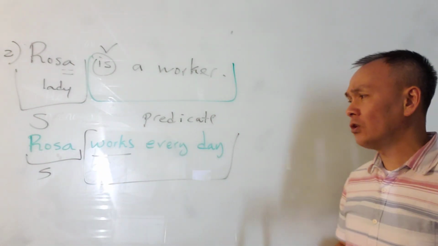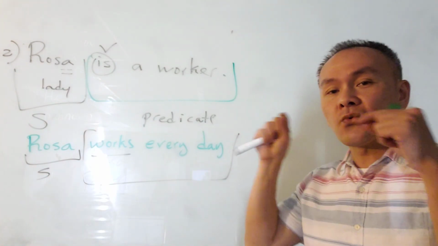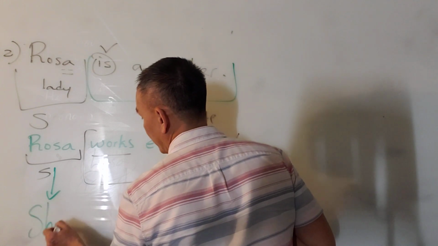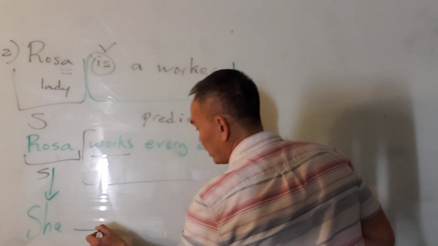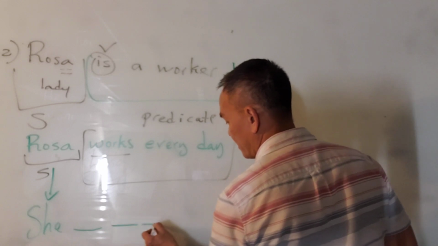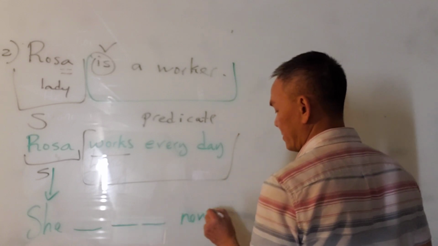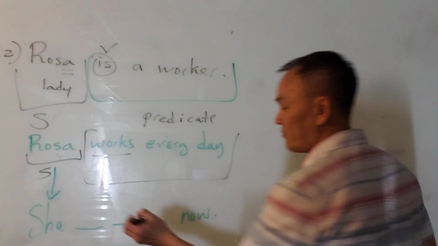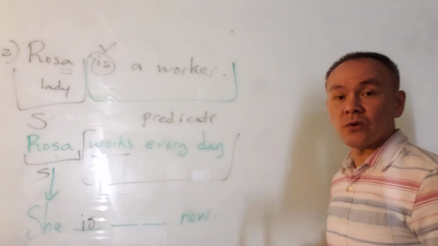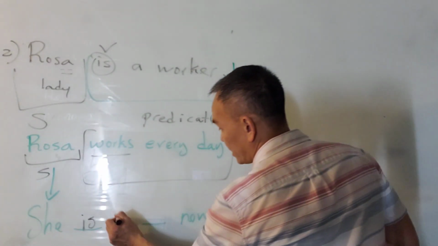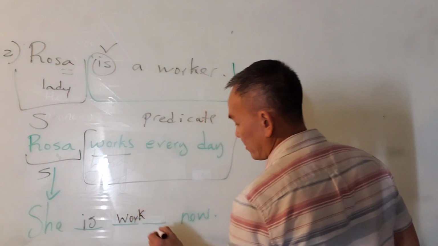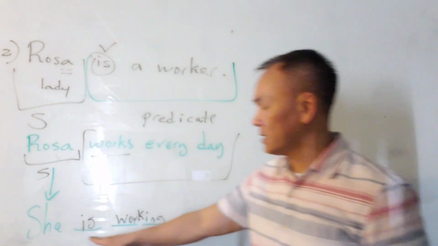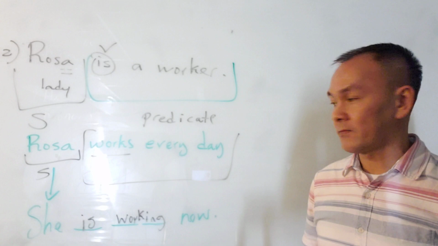Now, how do we change to Rosa works right now? So, we can change this to she. What do you need? Okay? So, how do you change this? So, if you say she is, then you are correct. She is work. You need the basic verb plus ing. So she is working now. So this right here becomes the present progressive.